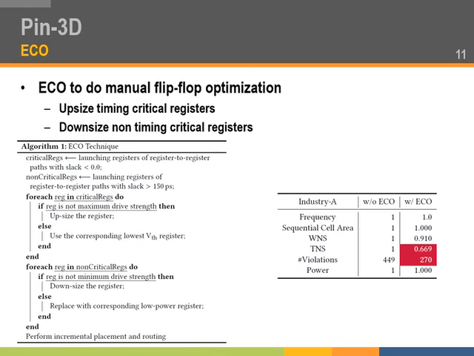So coming to the ECO. ECO has never been shown before in a 3D IC design. So to show the possibility and the applicability of ECO using our Pin3D flow, we use a simple register sizing algorithm that finds the paths with negative slack and appropriately downsizes or upsizes the registers to move the slack closer to 0. So this allowed us to improve the number of timing violations from 449 to 270 in the design, and the total negative slack decreased by 35% or 34%, without any increase in the total power or even an increase in total sequential cell area.